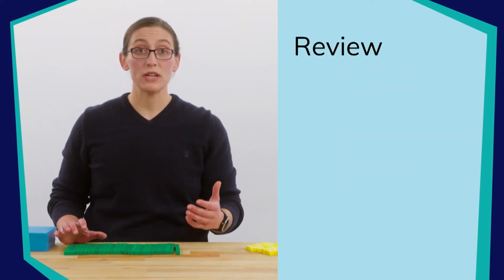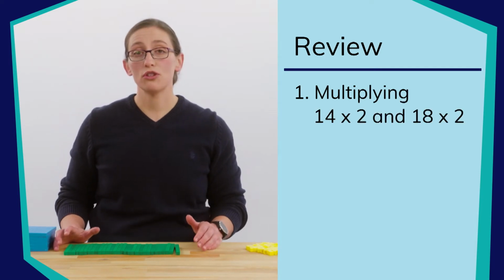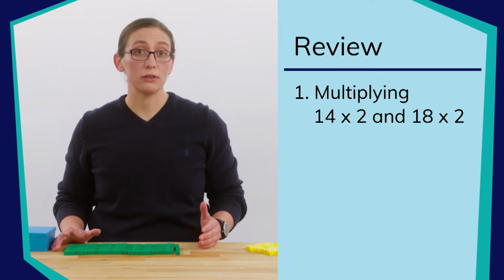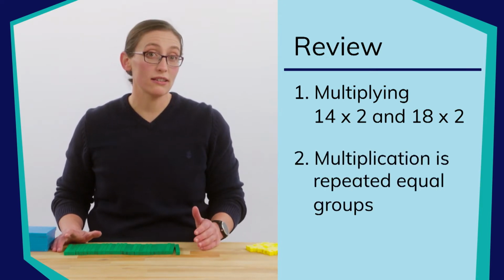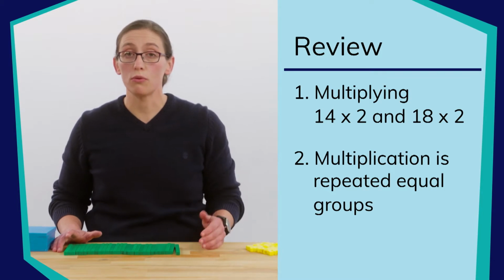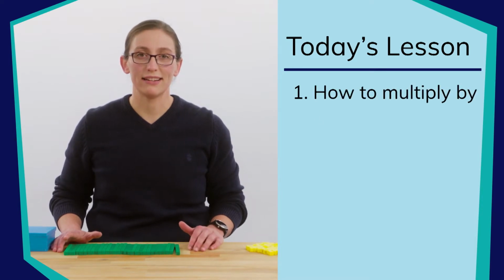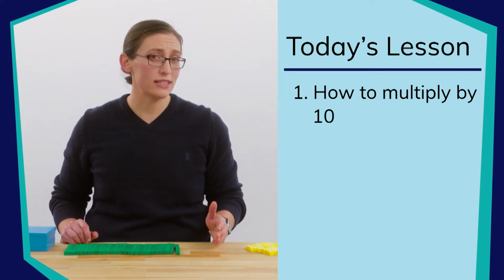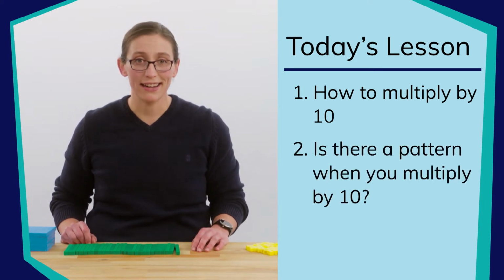Last time, we talked a little bit about multiplication when we solved 14 times 2 and 18 times 2. We talked about how multiplication is repeated equal groups. And our example from last time had 2 groups of 14. For today, we are going to be focused on multiplying by 10. So our overarching question is, what do you notice happening when we multiply a set of related equations by 10?